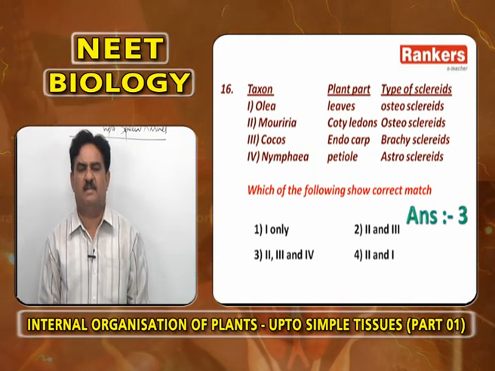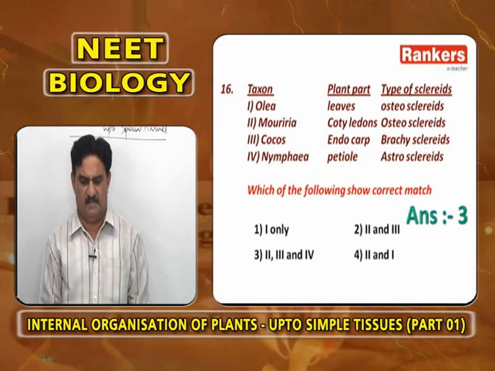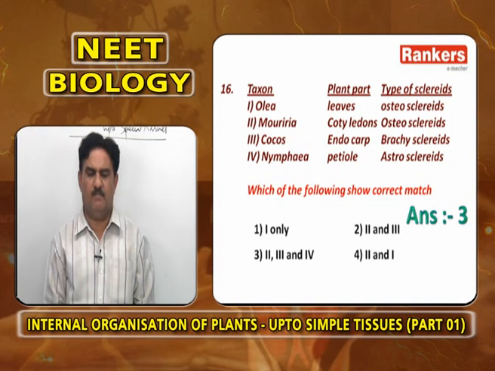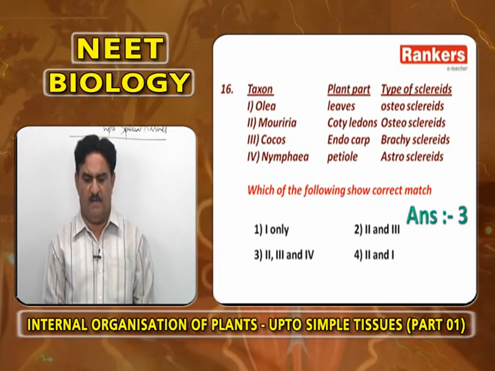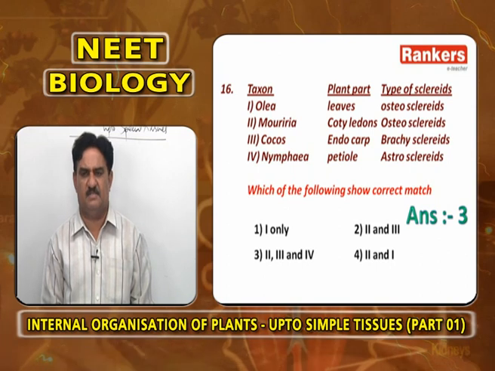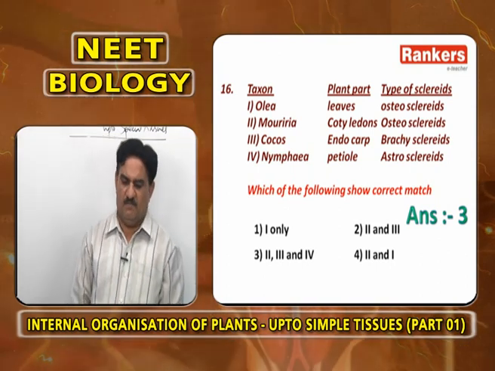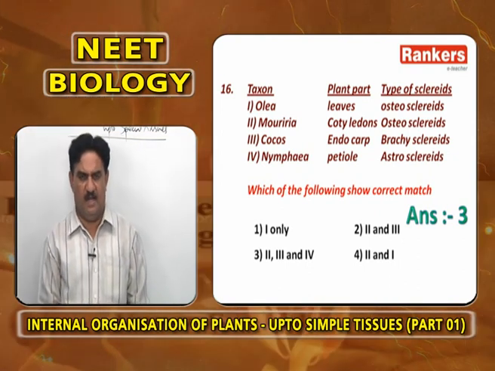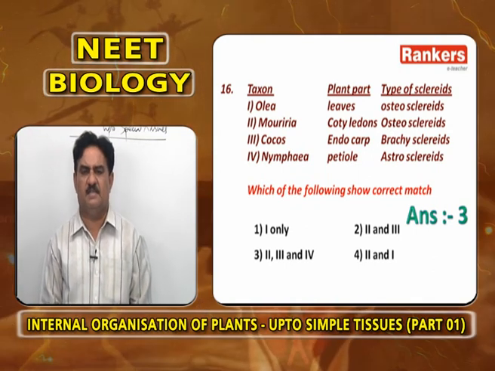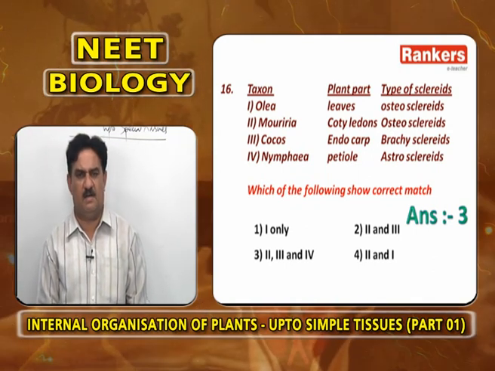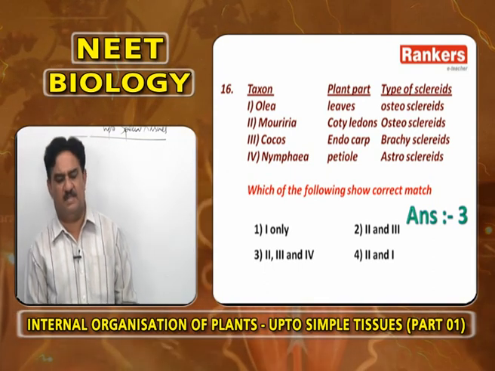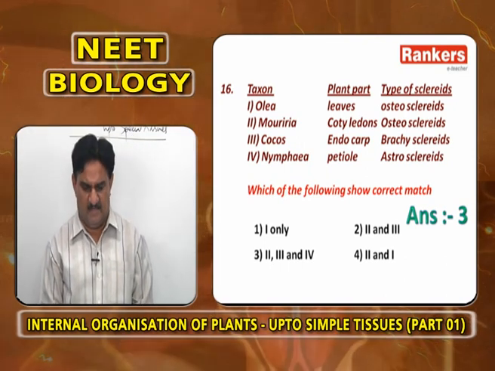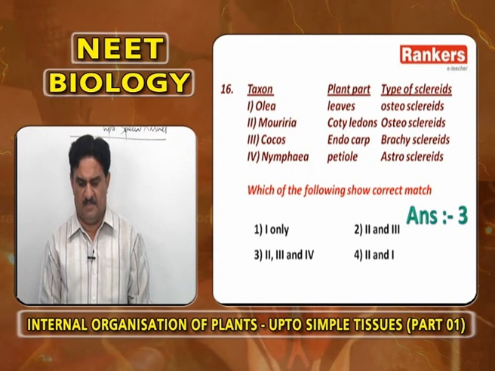So, Mauritia, cotyledons, osteosclereids, bone-like sclereids, is correct. Coccus, endocarp, brachysclereids is correct. Nymphaea, petiole, asterosclereids, star-shaped sclereids, is correct. So, which of the following show the correct match? 2, 3, 4. Why not 1? Olea, leaves, till that it is correct, but it is not osteosclereids. It must be either filiform sclereids or trichosclereids. But here it is given as osteosclereids, so it is wrong. Correct is Mauritia, cotyledons, osteosclereids; Coccus, endocarp, brachysclereids; Nymphaea, petiole, asterosclereids. Answer is 3.